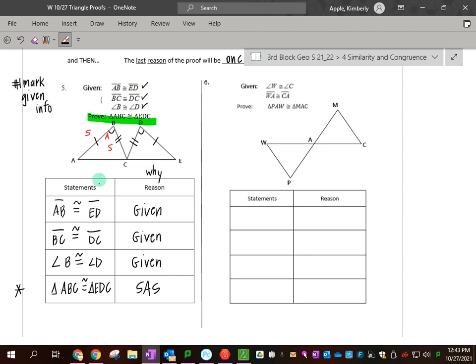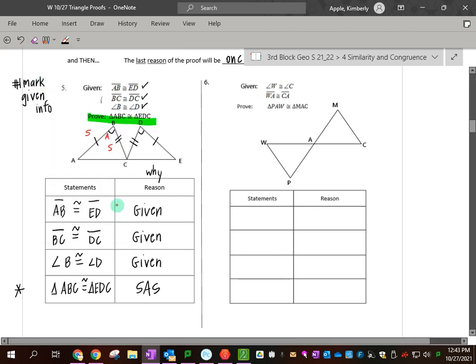Now, the way you go back and check your work here to make sure that you've done everything is, if I'm trying to show SAS, I have to make sure that I've shown all three of those things, side, angle, side, earlier in the proof. Did I show a pair of sides? Yes. Then I showed another pair of sides. Yes. Then I showed the pair of angles. So I have established the S, the A, and the S here, here, and here. You have to make sure that you show all components of what theorem you're using.